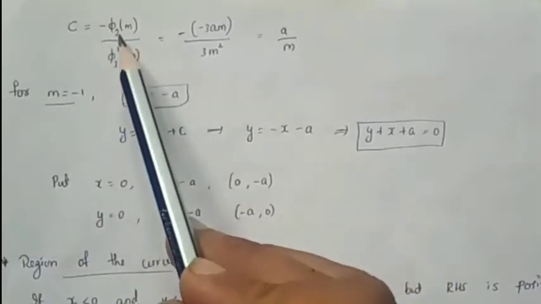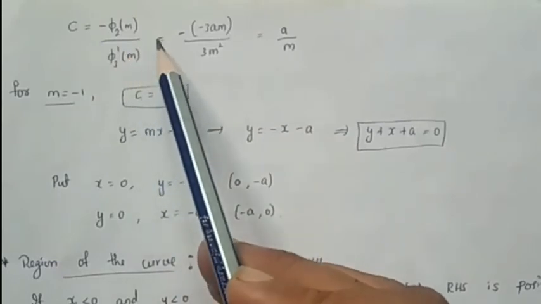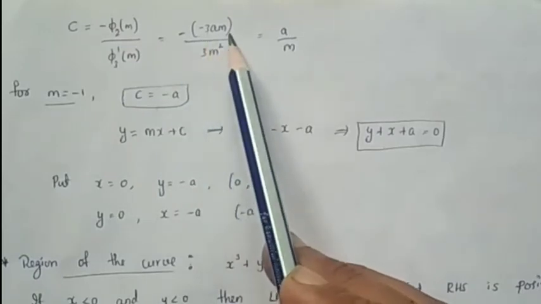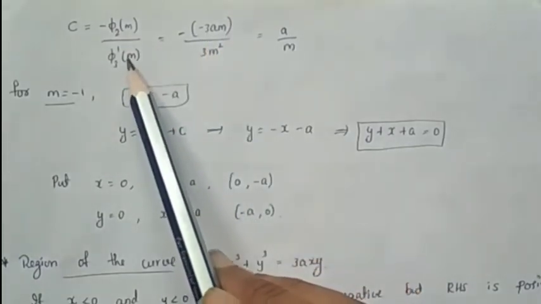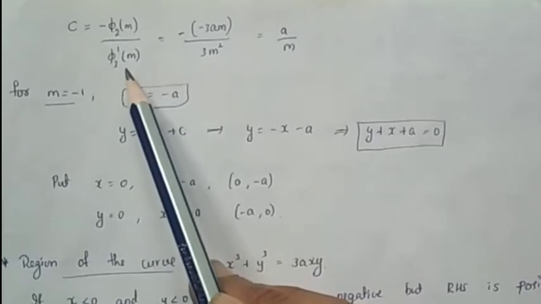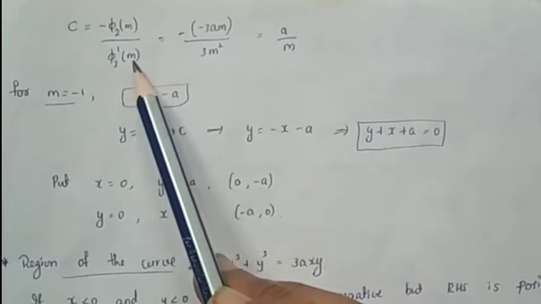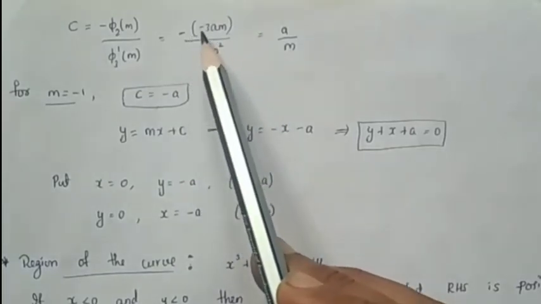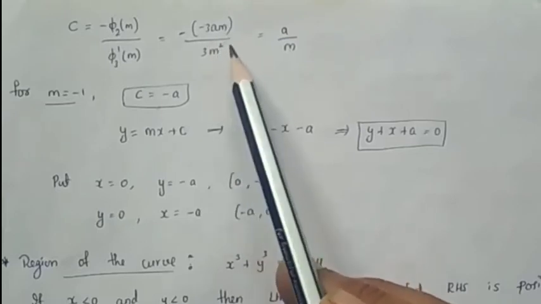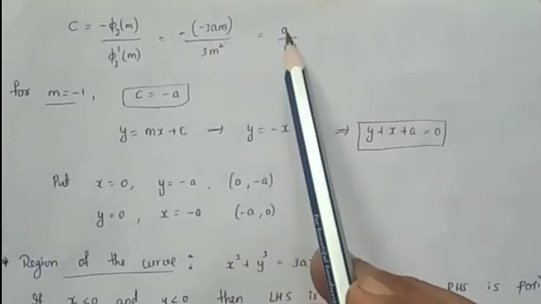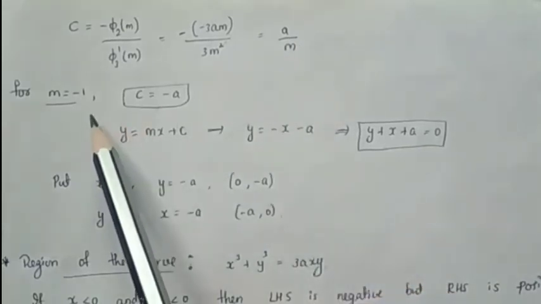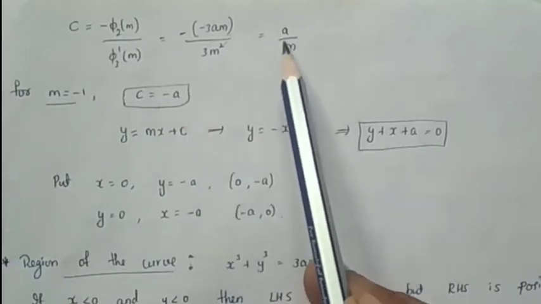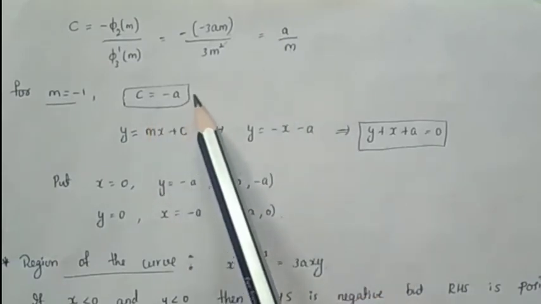c is equal to minus φ2(m) by φ3'(m). φ2(m) is minus 3am. φ3'(m) means the differentiation of φ3(m), which is 3m². The minus into minus gives plus, 3 gets cancelled, and m gets cancelled. You get c value is a by m. For m equal to -1, c is equal to minus a. You put m as -1, you get c value is minus a.